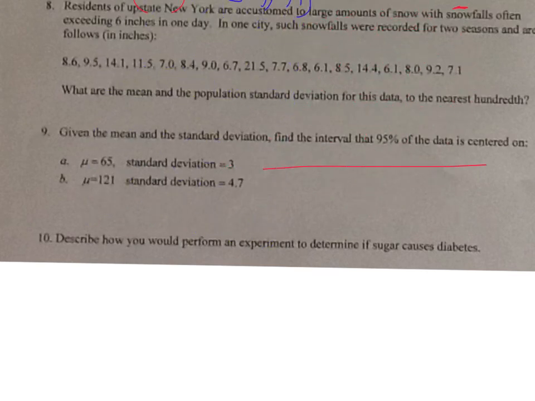All right, so my mean is right in the middle, 121. My standard deviation is 4.7. So one standard deviation would put me at 125.7. Two standard deviations, which is what I want since 95% is two standard deviations, would be 130.4. One standard deviation to the left would be 116.3. Two standard deviations to the left would be 111.6. So that would be from 111.6 to 130.4.